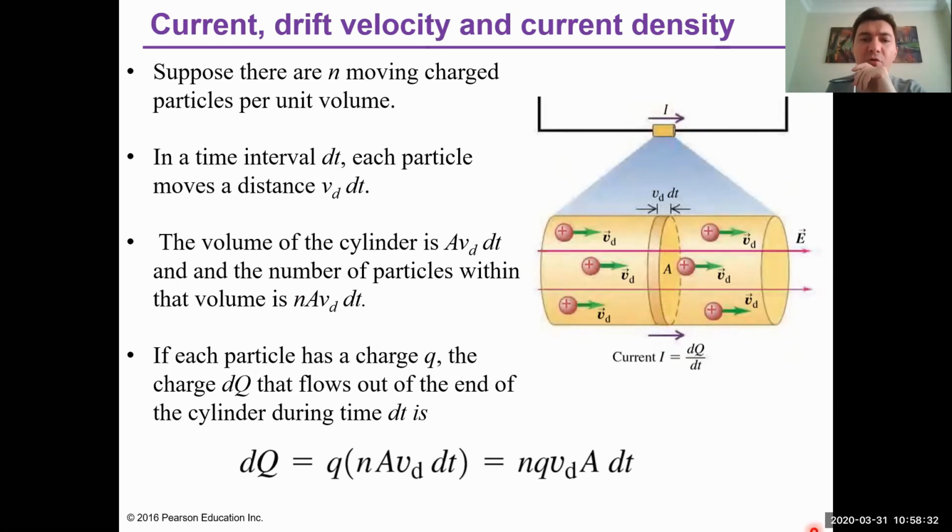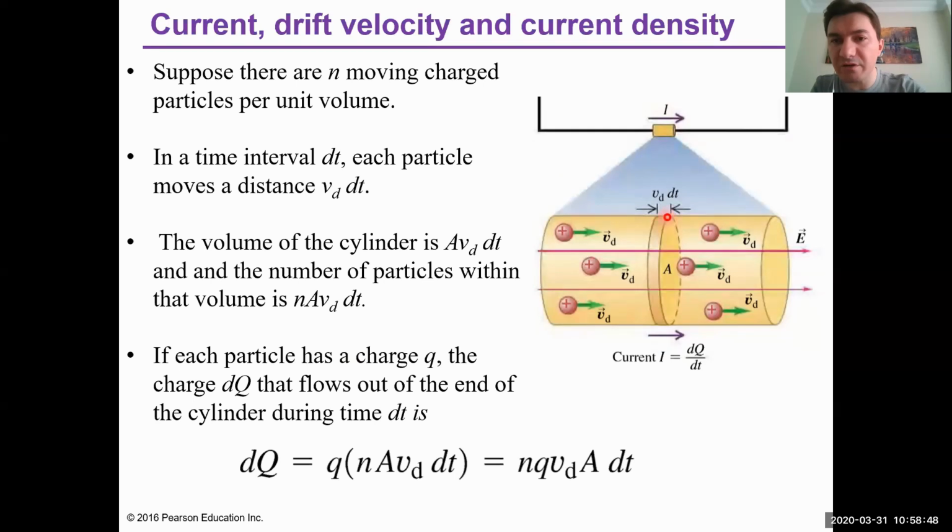Now we know the number of the charged particles. Let's try to calculate their total charge included within that cylinder. The total or net charge within that cylinder is given by dq, that flows out of the end of the cylinder during time dt. Each charge within that cylinder has q charge, and we have this number of charges. Then the total net charge within that cylinder is given by n q v_d A dt.